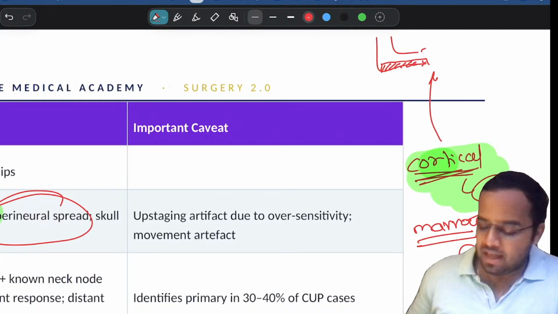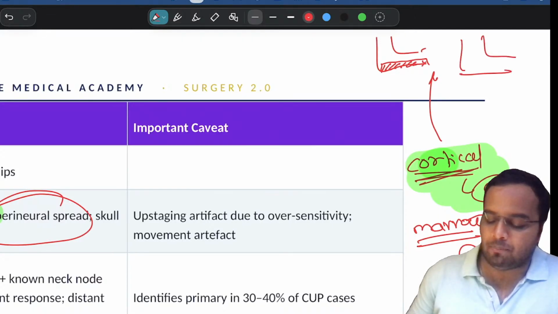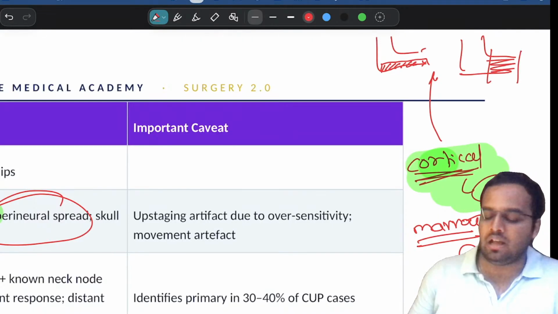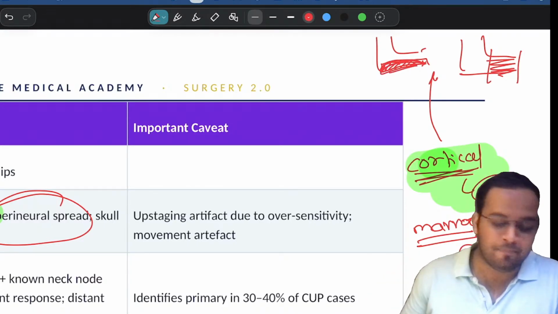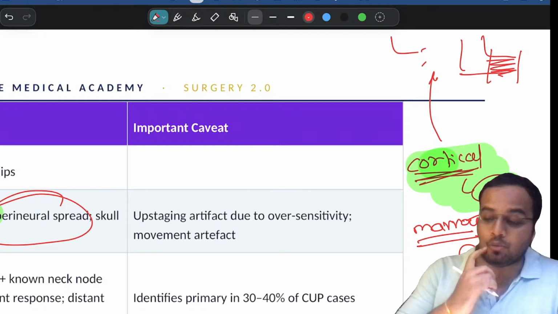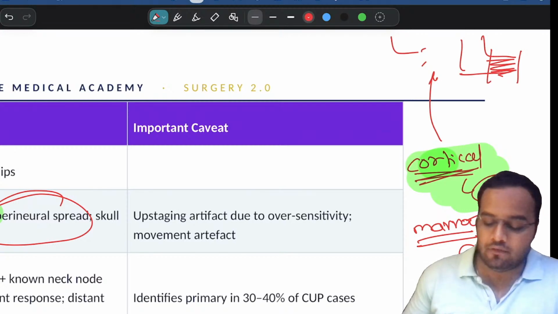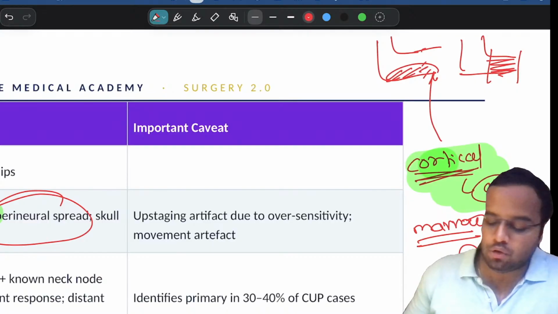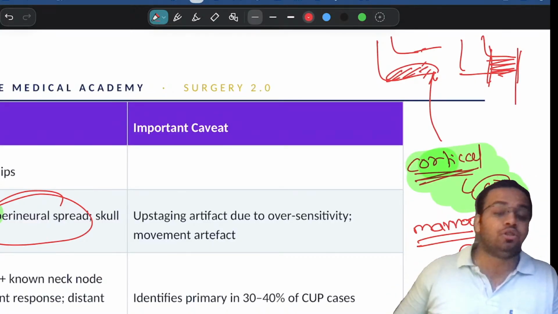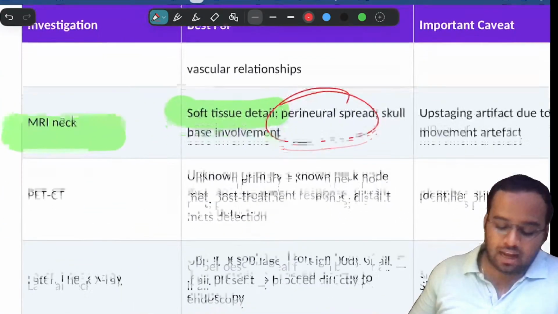But if the bone marrow is also involved, then you need to remove the whole segment. You cannot just go for a marginal excision. This is called a marginal excision. Only one margin of the mandible is removed. But whenever the bone marrow is involved, that is the time you should go for a segmental resection. So for bone marrow involvement, you need to go for MRI.